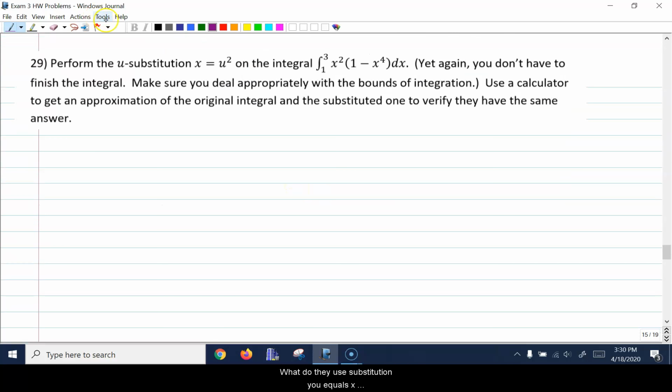Let's do the u substitution. U equals x squared on this thing. We don't have to finish the integral. If x is u squared, I didn't mean for this to be the exact same as the other one. I probably mixed it up on the evens. If x is u squared, then dx is 2u du.